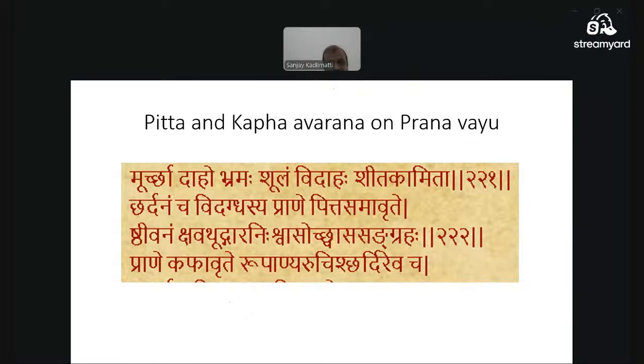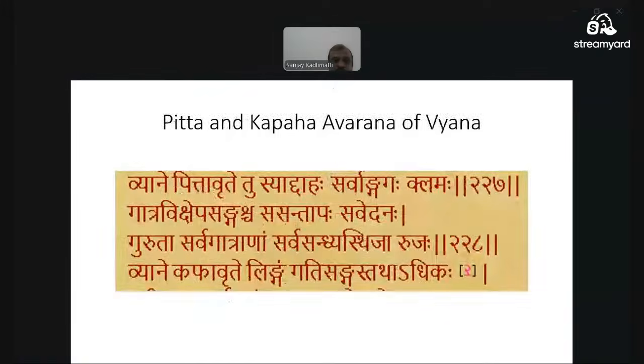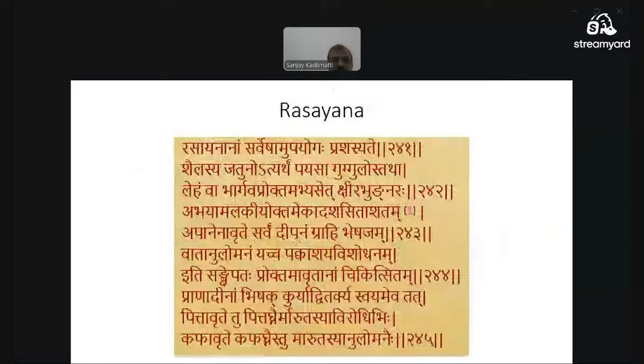These are some symptoms of Pitta and Kapha doing the Avarana of Pranavayu, Pitta and Kapha doing the Udana, Pitta and Kapha doing the Vyana, Samana and Apana. I don't think I can handle all these things because there is a shloka there. You can see the symptoms. I will just move on to some very important aspect.